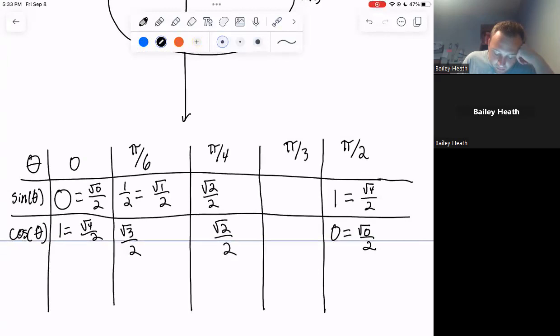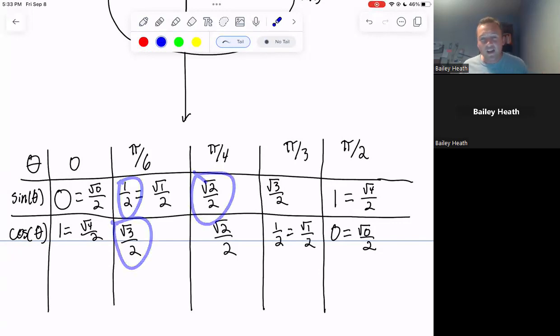Finally, for pi over 3, it turns out that sine here is root 3 over 2. Cosine here is 1/2, which I'm going to write as a funny looking thing, root 1 over 2. Okay. So to some extent, like I said, I'm sure you could figure these things out if you were super clever, but these values, 1/2, root 3 over 2, root 2 over 2, you kind of just have to remember. They don't fall out as nicely as the zeros and ones that we saw. However, there are a couple of strategies that I want to discuss now to help you remember these things.